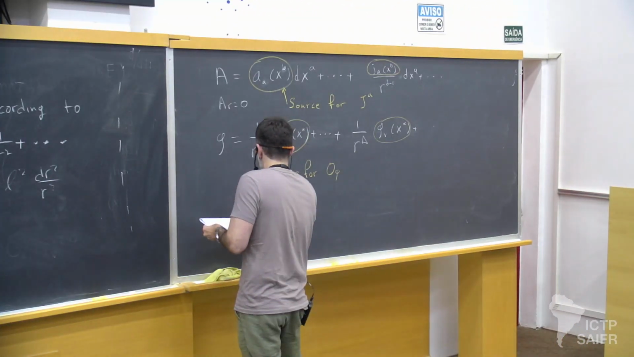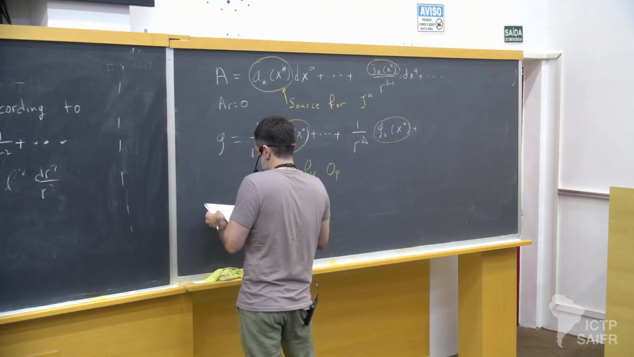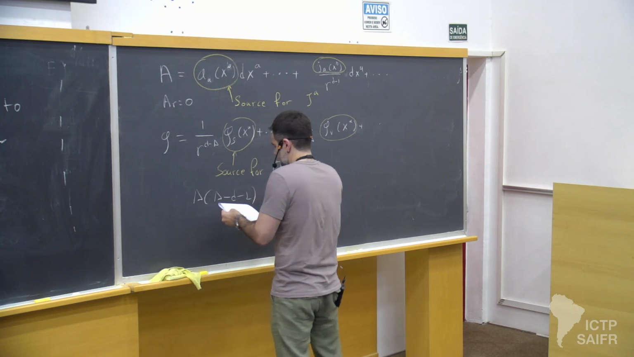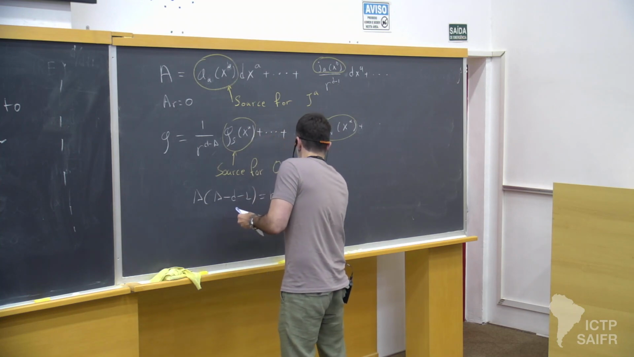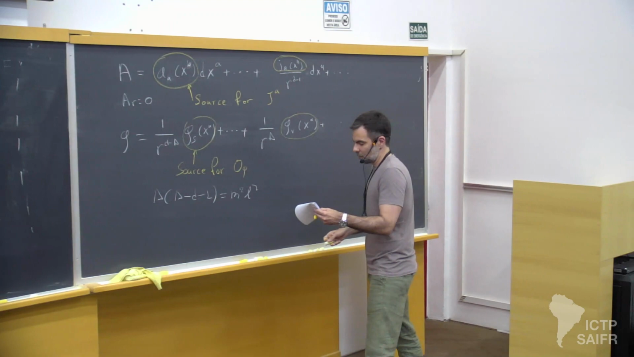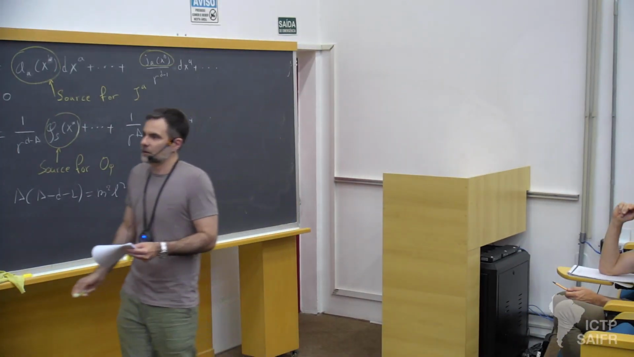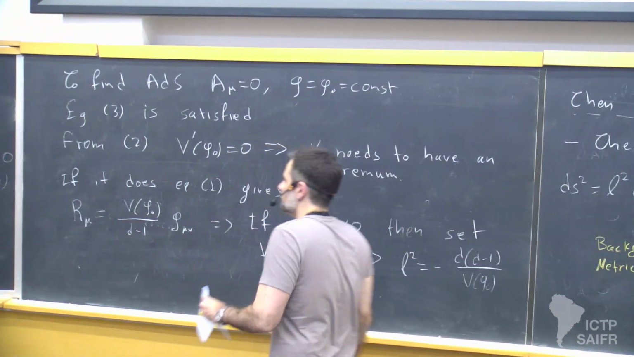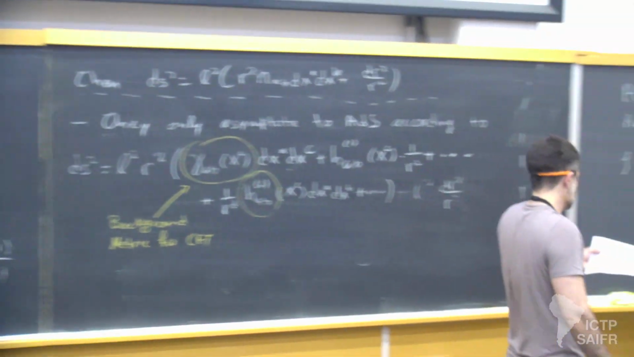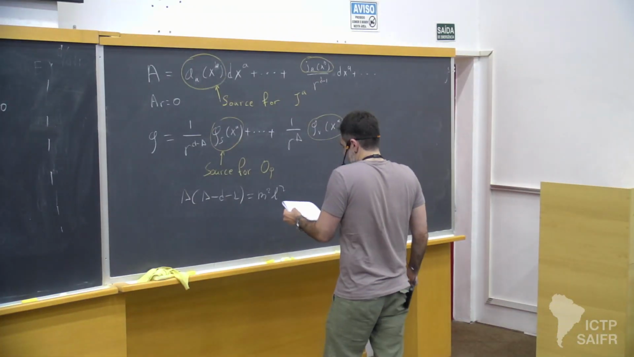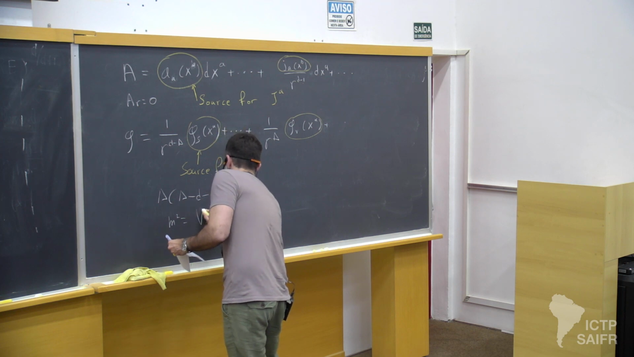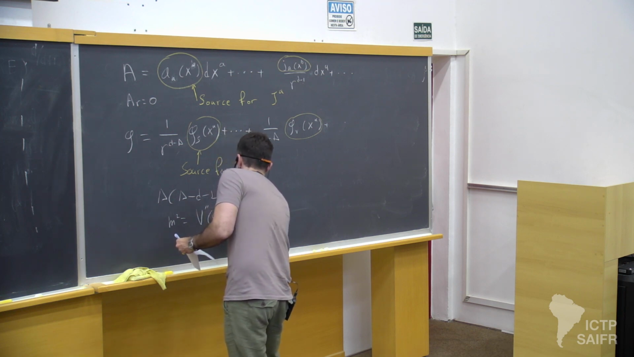Now, this delta is the dimension of the dual scalar operator, and it satisfies delta times delta minus d minus 1 is equal to m squared L squared, where this mass is basically the mass that you could get for the scalar field if you expand it around the extremum of the potential, where what I'm calling m squared is basically the second derivative of the potential at the extremum.